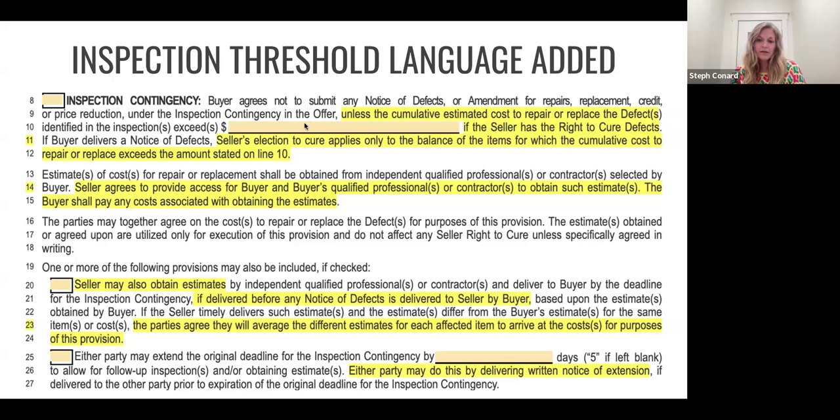And I've seen these dollar amounts really high, like $20,000. The buyer is saying to them, their chances are likely low that we'll be coming to you on anything because this threshold amount is so high. Okay, so that's the first one.